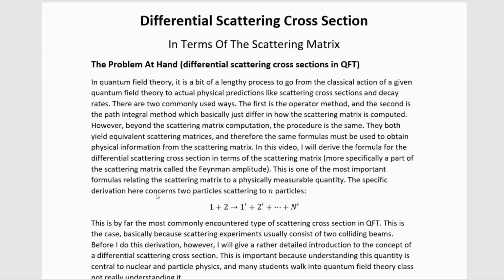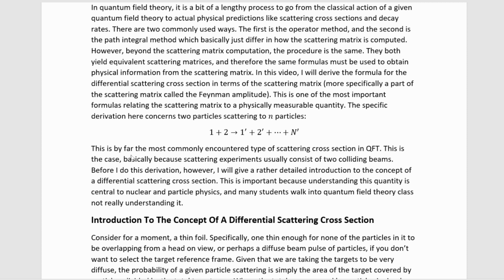The specific derivation here concerns two particles scattering to n particles. This is by far the most commonly encountered type of scattering cross-section in quantum field theory. This is the case basically because scattering experiments usually consist of two colliding beams.